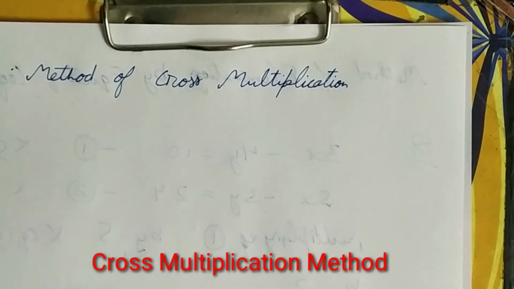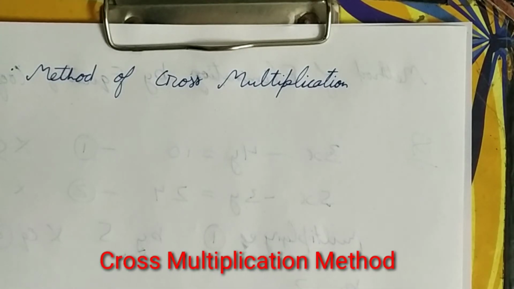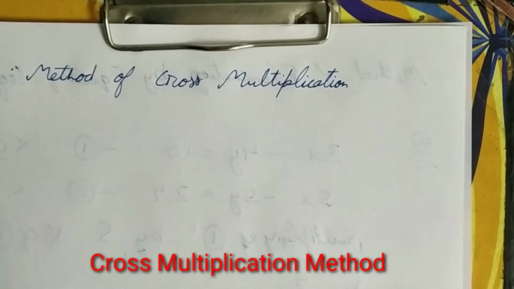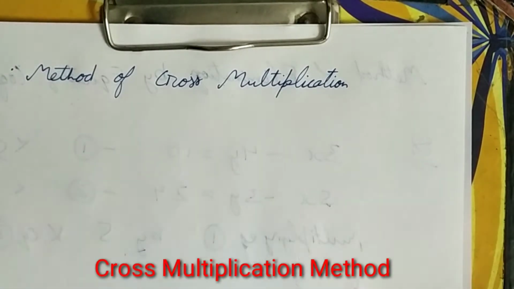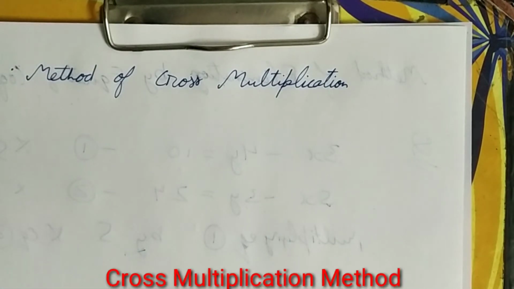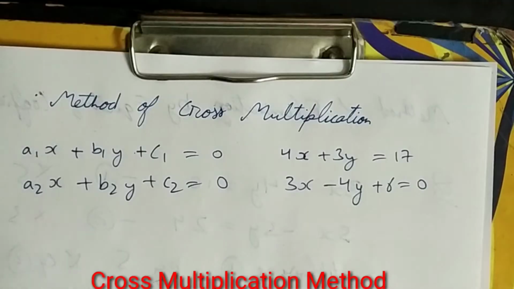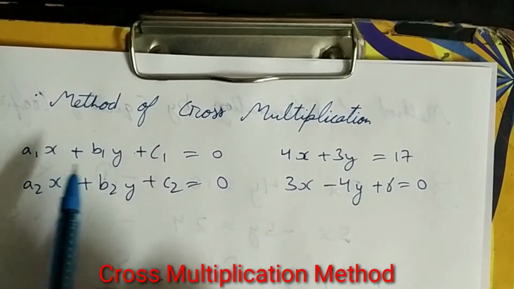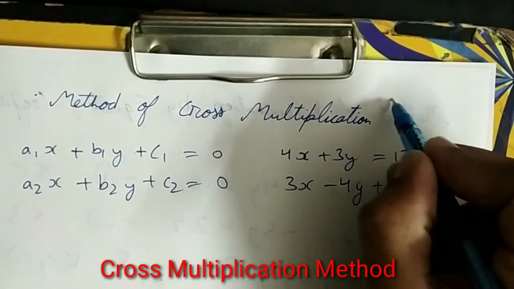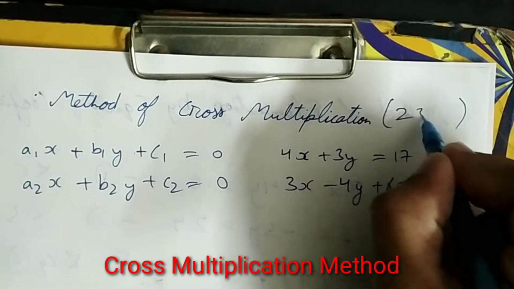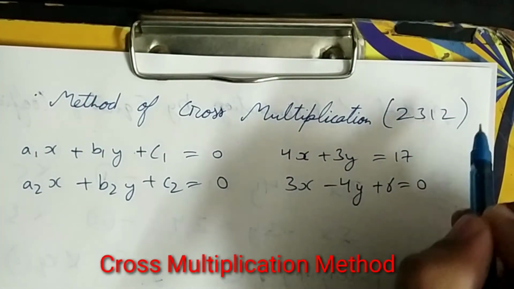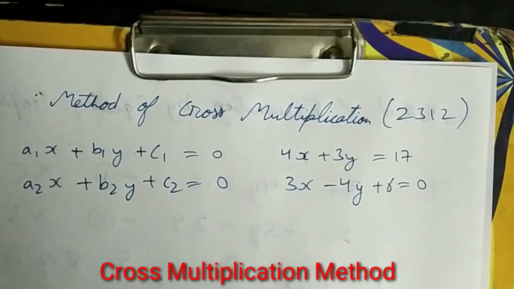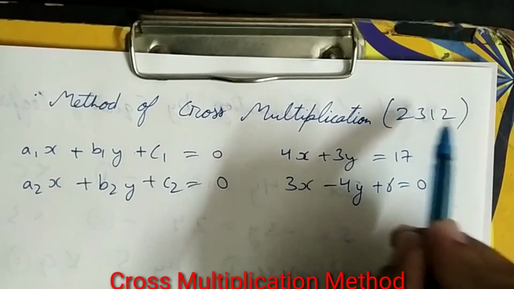Of cross multiplication. This is also a very important method. So we will do an example and one reference question simultaneously. Okay, this is the cross multiplication method. You have to learn one term, 2 3 1 2. I call it the 2 3 1 2 method. So you have to always remember 2 3 1 2.